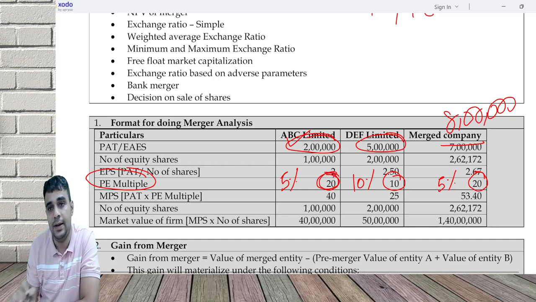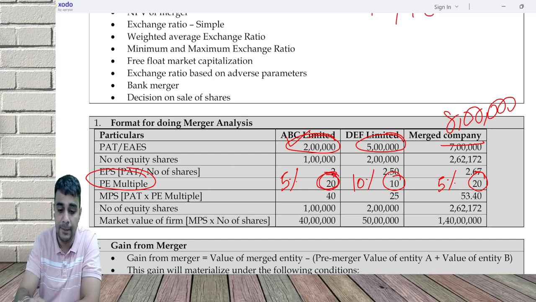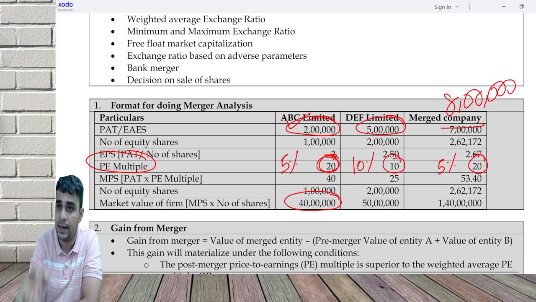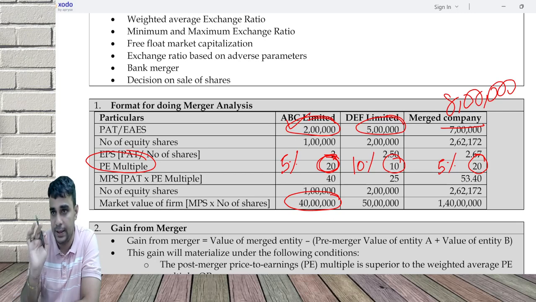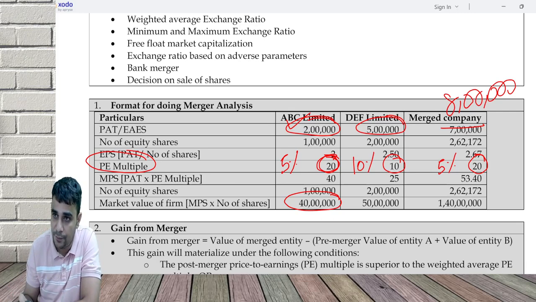P multiple is 20 times. The value is 40 lakh. Let me be very clear. We will use this format to solve all the questions. We start with PAT. You divide by number of equity shares, you will get EPS. Then you multiply by P multiple, you will get MPS. Again, multiply by number of equity shares, you will get market value of firm.